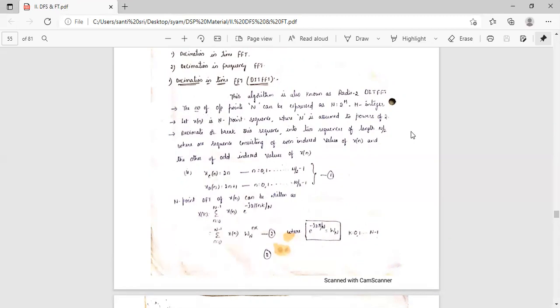So x_e(n) is equal to x(2n), where n equals 0, 1 up to N by 2 minus 1, and x_o(n) is equal to x(2n plus 1), where n varies from 0 to N by 2 minus 1. That is equation number 1. The N point DFT of x(n) can be written as X(k) is equal to sigma n equal to 0 to N minus 1 x(n) into e power minus j 2 pi nk by N.